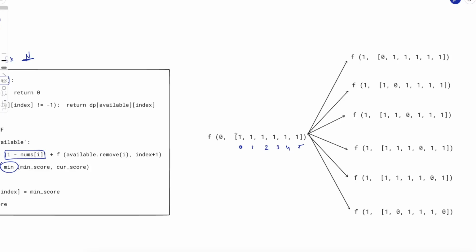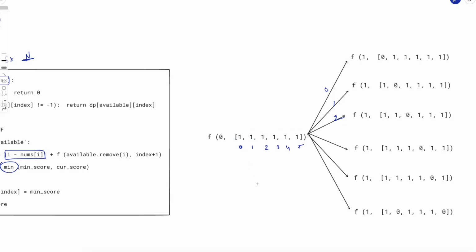So initially everything is available. Now when you pick 0, 0 is not available, the rest are available. When you pick 1, 1 is not available, the rest are available. When you pick 2, 2 is not available and the rest are available, and so on and so forth. So in this fashion, you are maintaining a boolean array of size n.